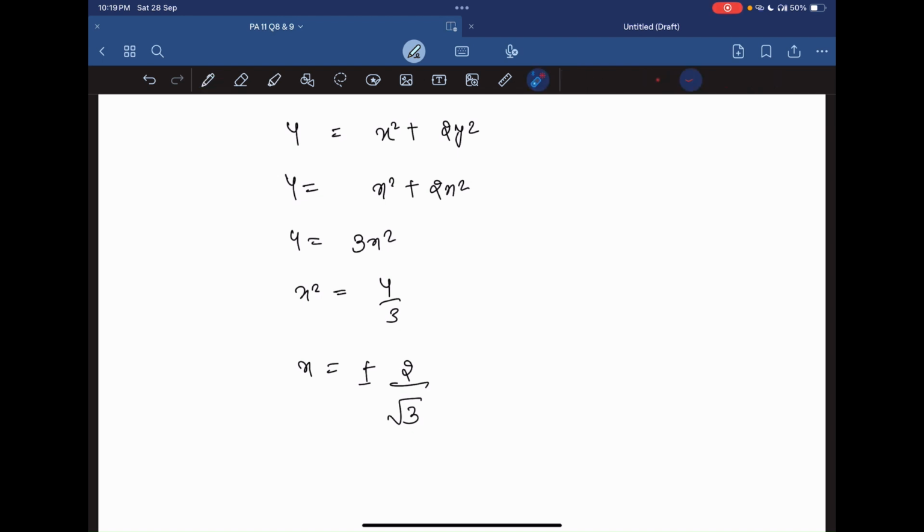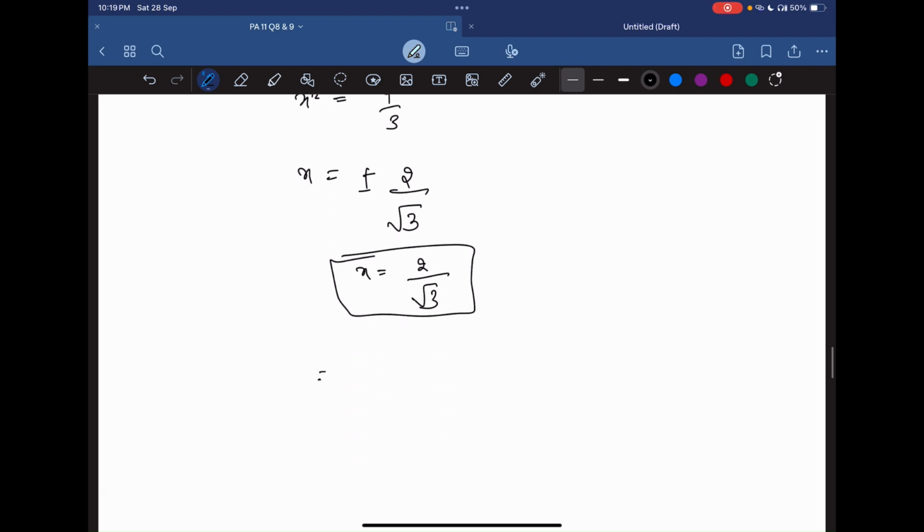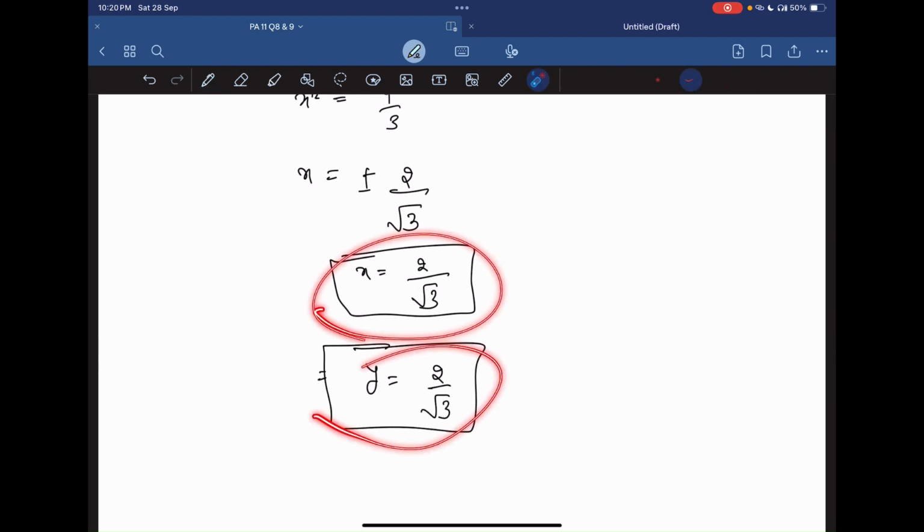But again, as we discussed before, we will not consider the negative value here. So we will only consider the case of 2 by root 3, that is positive. And as x is equal to y, we will also get y to be 2 by root 3. So this is the only critical point that we will consider.